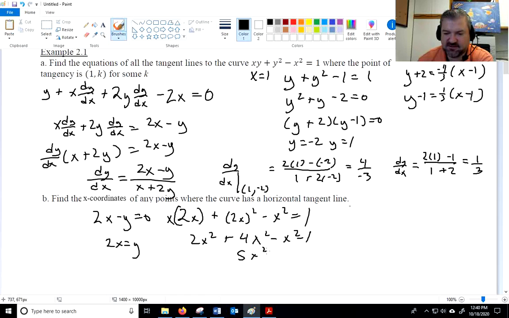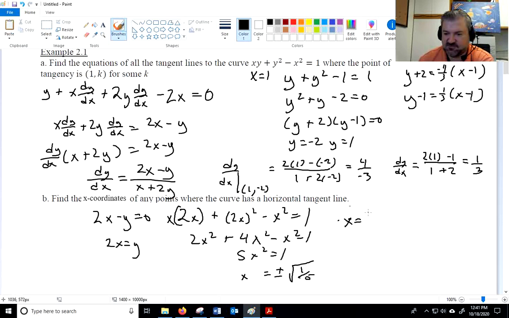2 squared is 4, so 4x squared minus x squared equals 1. So that's 5x squared equals 1, so x squared equals 1/5, and x equals plus or minus the square root of 1/5. You could test to make sure that that value actually exists, but we've already plugged it into the original equation. We know that when x equals this, y is equal to twice it. That would not give me a 0 in the denominator, so I'm very confident that both of these values are places where the graph has a horizontal tangent line.